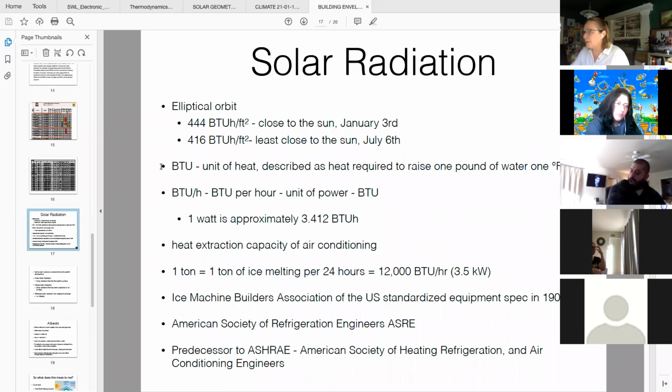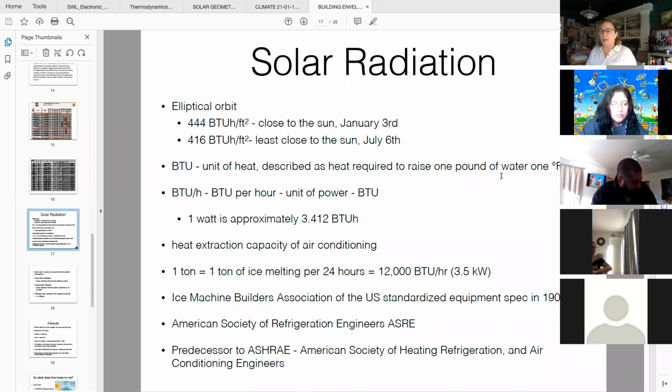BTU, we've talked about this. This is a unit of heat, and it stands for British Thermal Unit. I might have skipped over that before. And its value comes from the amount of heat required to raise 1 pound of water 1 degree Fahrenheit. But that is a specific heat, not a unit of heat transfer, which has the hour added to it. So when you're talking about the actual heat transfer, it's going to be BTUs per hour.